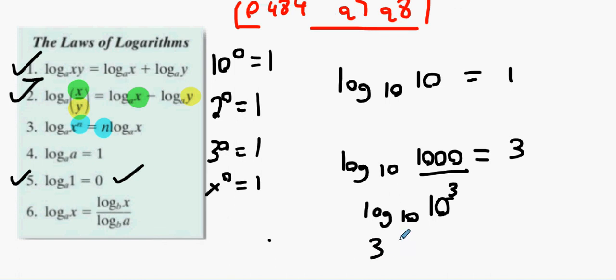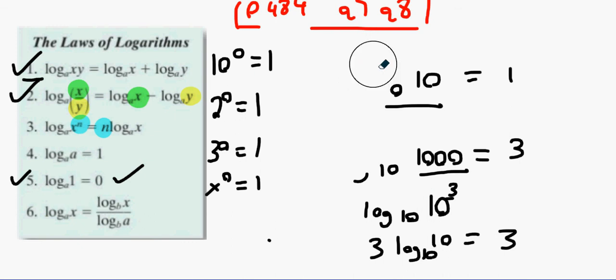3 log. And what is 3 log 10 base 10? Log 10 base 10 is 1. What's 3 times 1? Still the same answer, isn't it? Didn't matter what way I did it, it was still the same answer.